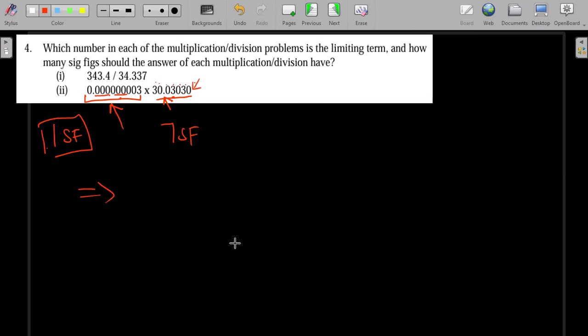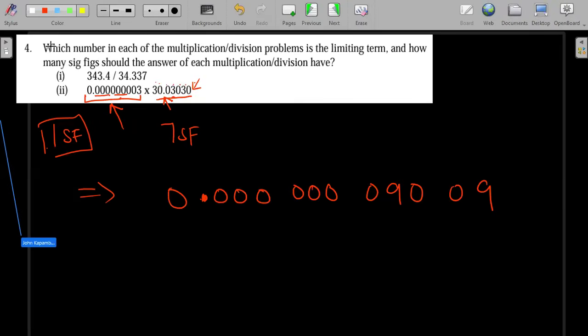Okay, and then I also have 0.3, and then I have 0. So the number that I'm getting is 0.0000090, then 09. Remember we said our answer should have the same number of significant figures as the limiting term, or the number that has the fewest significant figures. So how can we make this number have 1 significant figure? Anyone who can try?